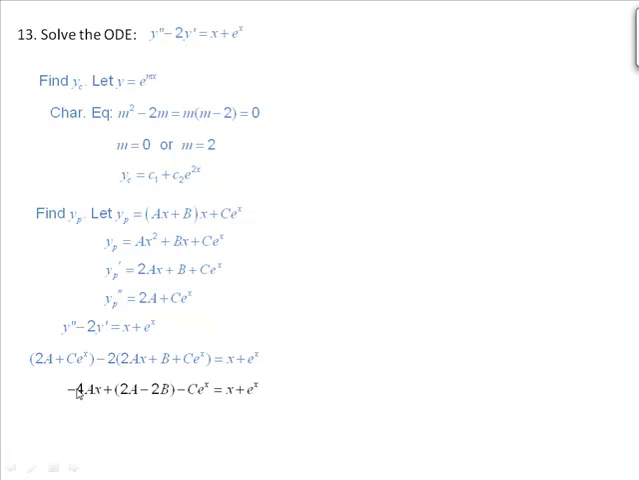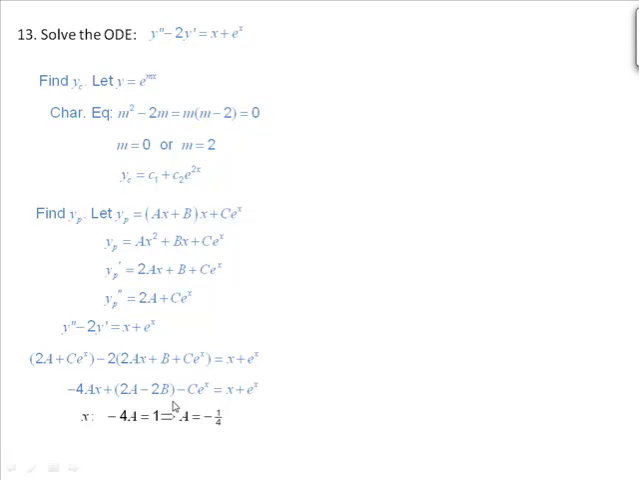Then grouping like terms, I only have one x term, this negative 4ax. My constant terms are 2a and negative 2b. And then I have a c e to the x minus 2c e to the x. Those combine to give me the negative c e to the x. That's equal to x plus e to the x. So matching coefficients of like terms, my x terms have to have the same coefficients, which tells me that negative 4a is equal to 1, or a is equal to negative 1/4.